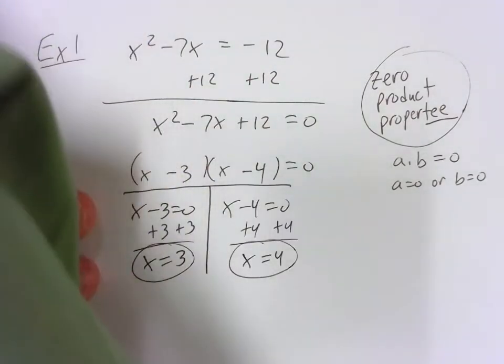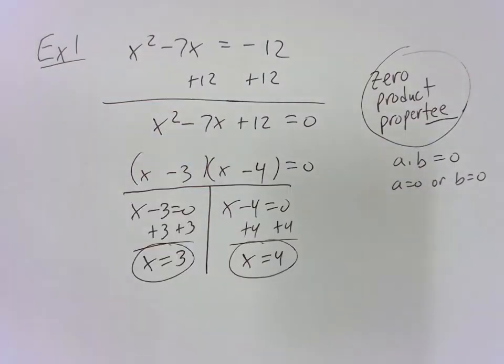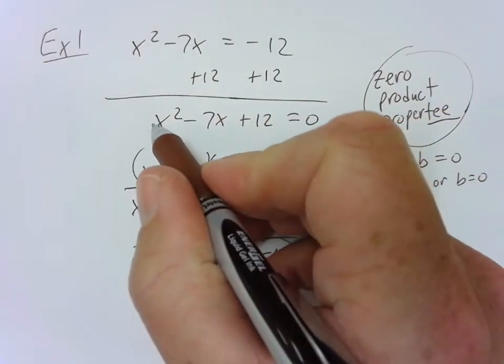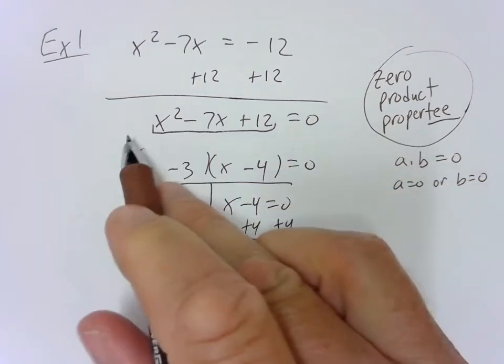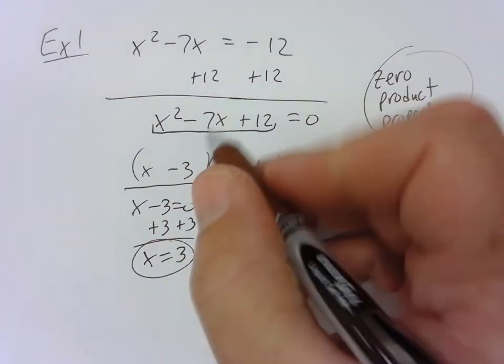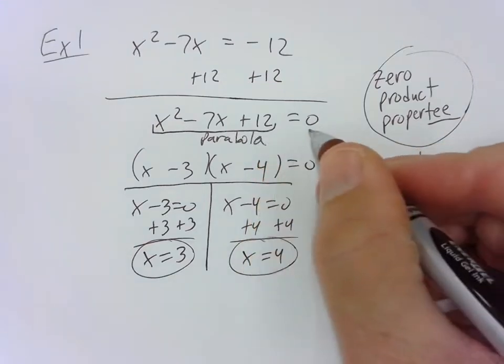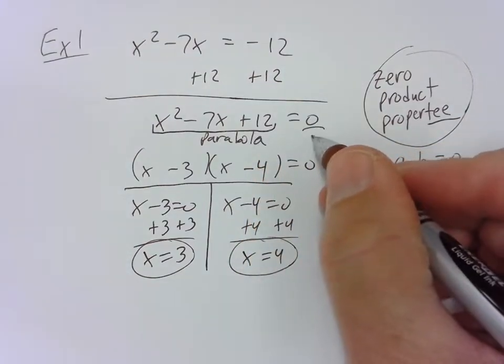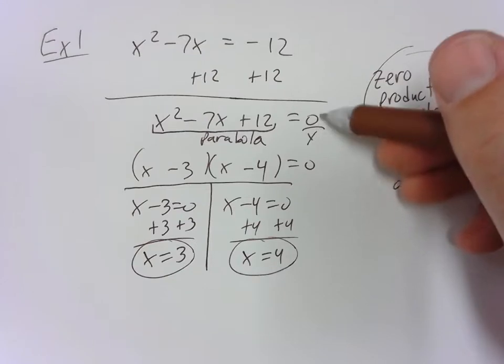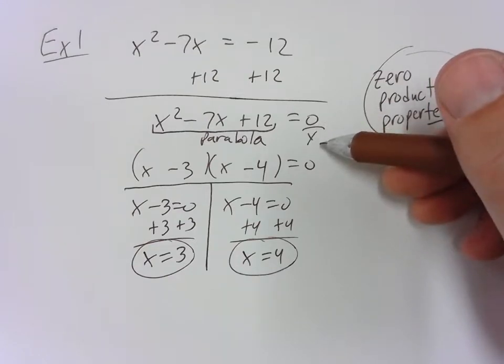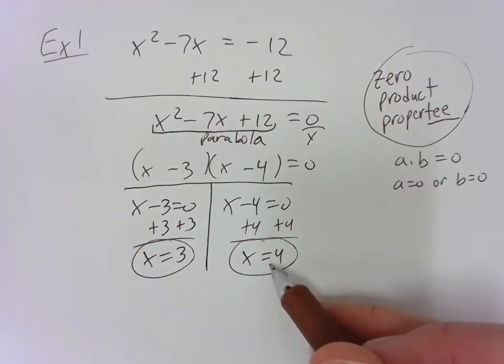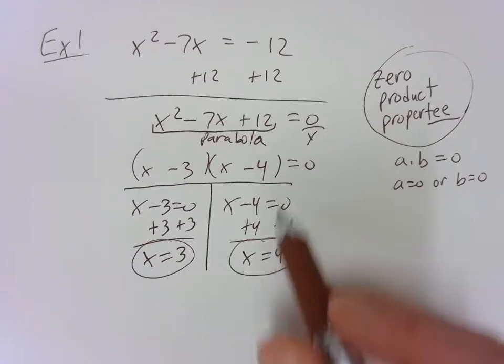Now let's make the connection. What did we do? We've graphed these things like this. So this is a parabola, right? And we're saying the parabola is now 0. So the y value is 0. So what is this really telling us? Well, this is telling us that these two numbers make the parabola 0.